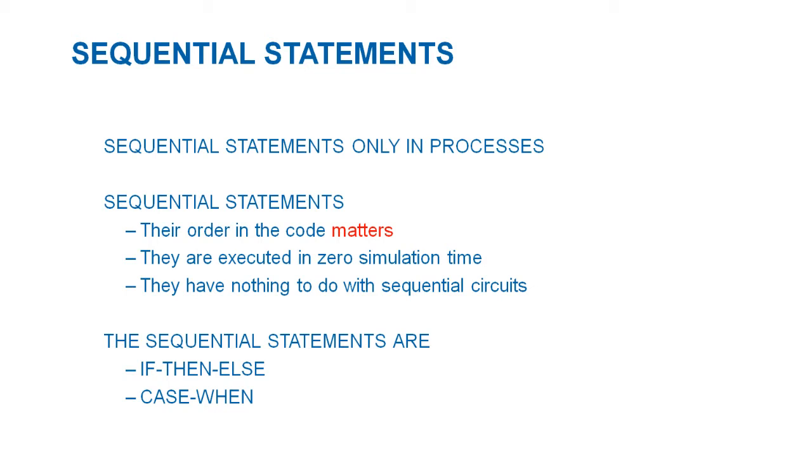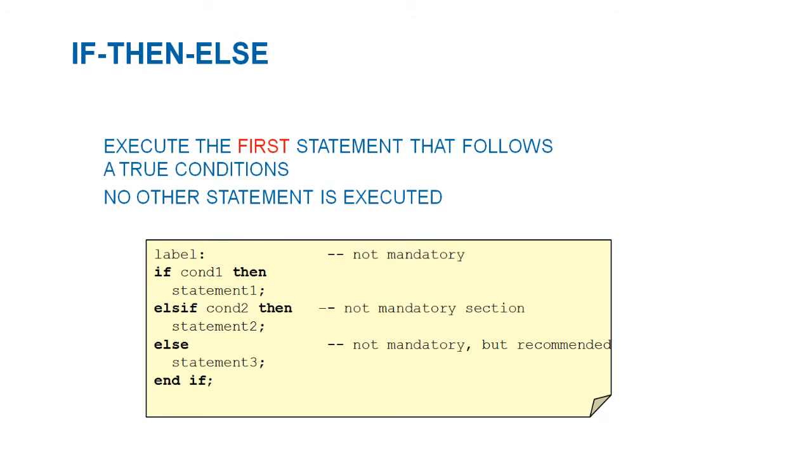When we want to implement sequential statements within processes and make decisions, we have the possibility to use if statements and case statements. In an if statement, we execute the first statement that follows the true condition. So we test a condition, and if it is valid, if it evaluates to Boolean true, then we execute the statement after it. For analysis and debugging, it might be very nice to have a label, and here is a simple syntax of what if statements look like.